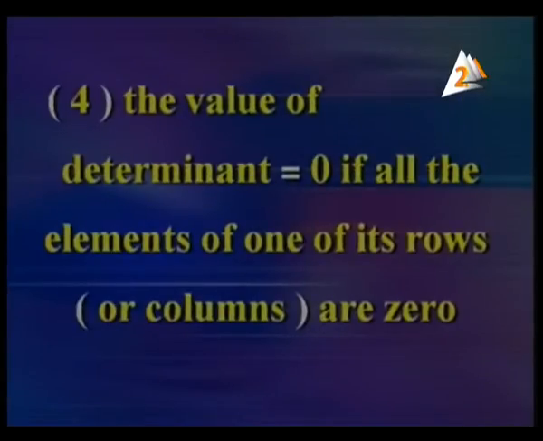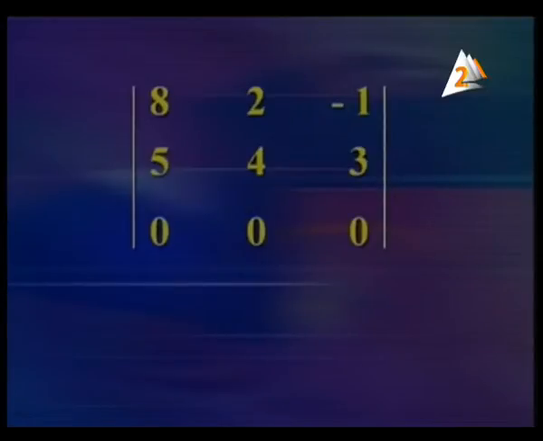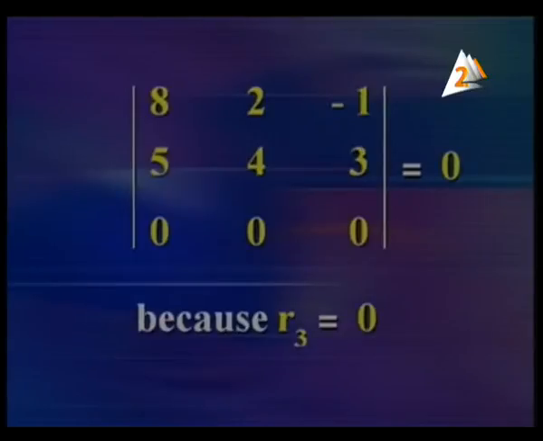Number 4, the value of a determinant equals 0 if all the elements of one row or column are zeros. Remember, dear student, the value of a determinant equals 0 if all elements of one row or column are zeros. Example, look at the determinant. Third row, all elements are 0. The determinant equals 0, because all elements in R3 equal 0.